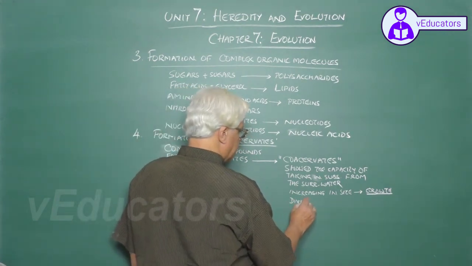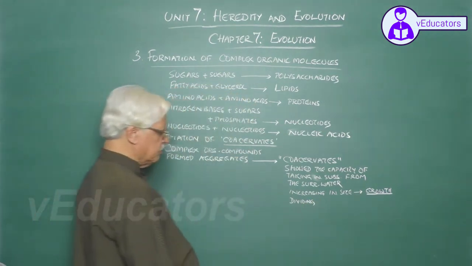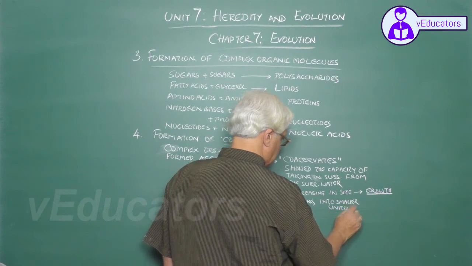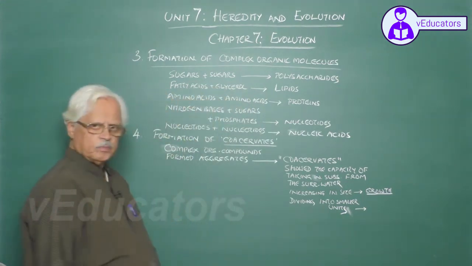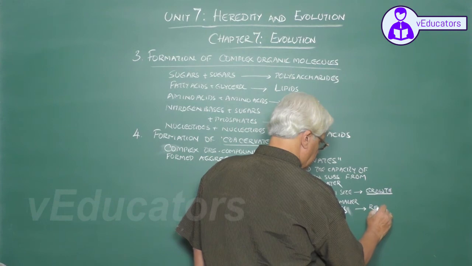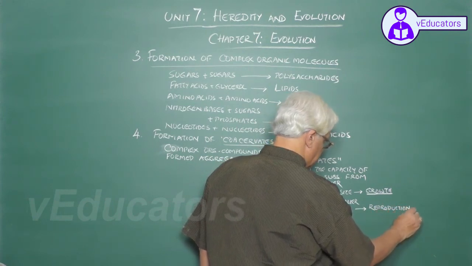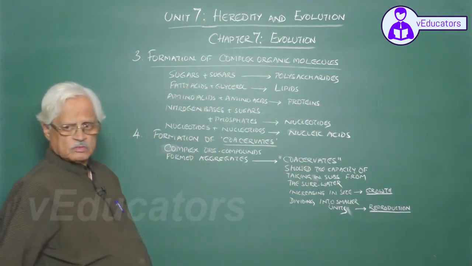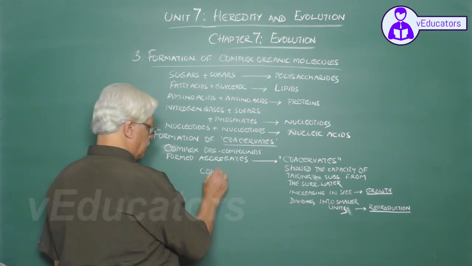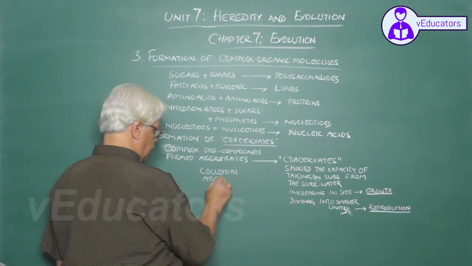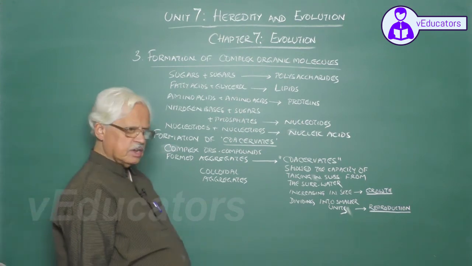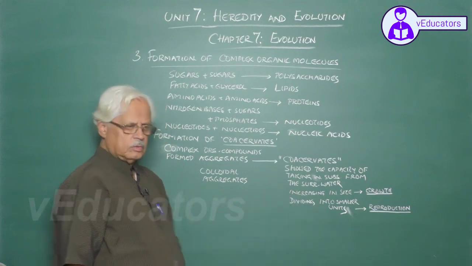Then they also started dividing into smaller units. And this particular property exhibited by coacervates is said to have formed the prelude for another important property of life, that is reproduction. So coacervates in a way showed the properties of growth and reproduction. So they were colloidal aggregates of various organic compounds, polysaccharides, lipids, proteins, nucleotides, nucleic acids, etc., showing the properties of growth and reproduction.